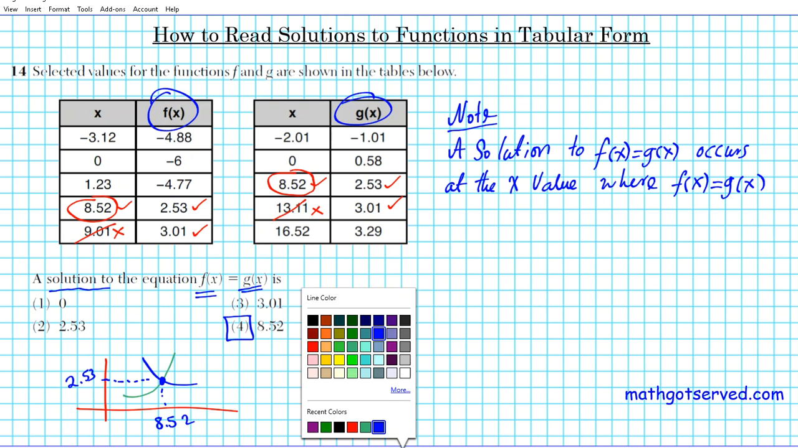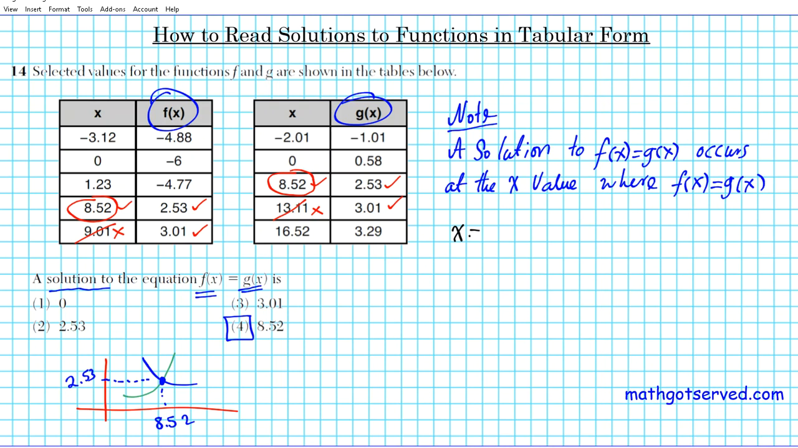Alright, so let's write that down. x equals 8.52 is, remember, the x value where f of x is equal to g of x. They're basically equal to 2.53. That's the output; that's the input value that results in this output. So the answer is option number 4.